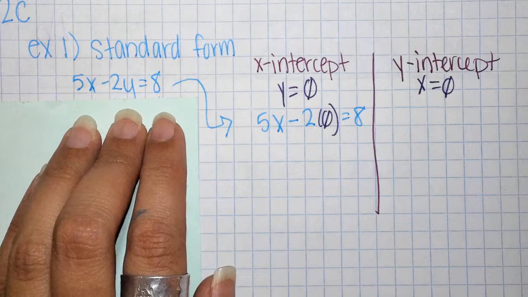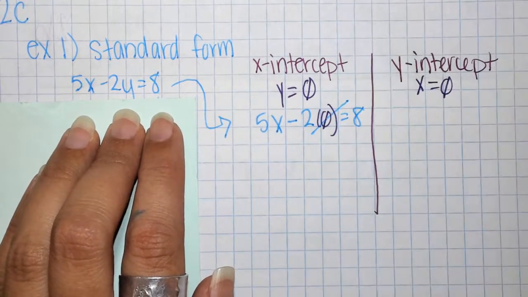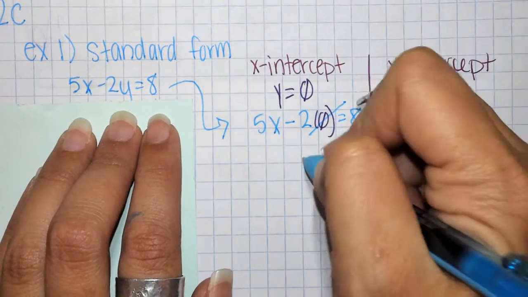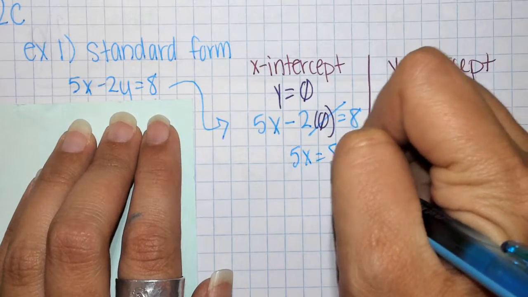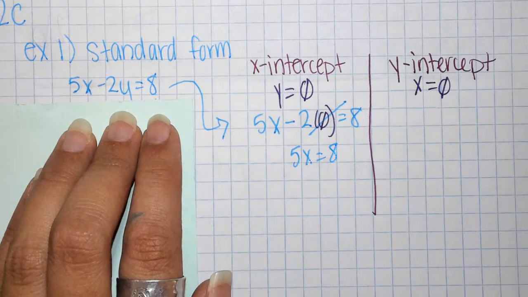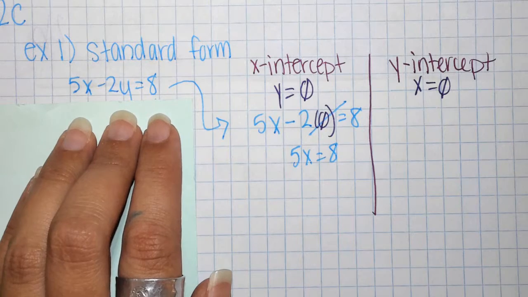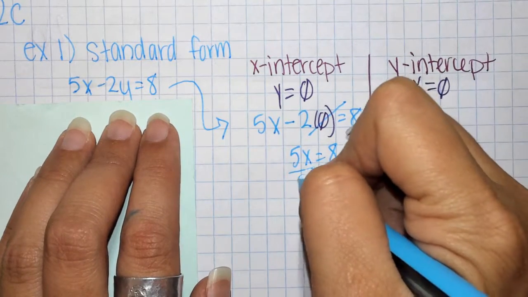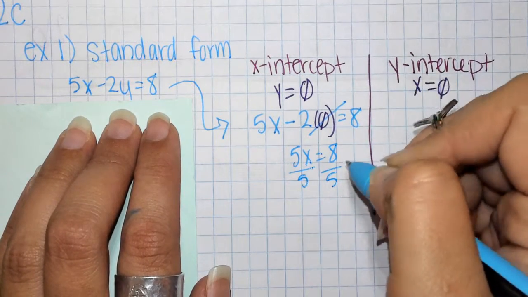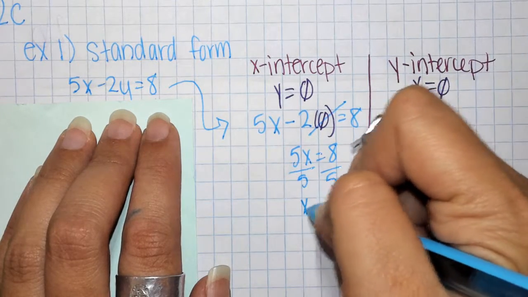What's 2 times 0? 0. So that cancels. It goes away. And we're left with 5x equals 8. Now what do I do? I divide, as Bren said. I divide by 5.